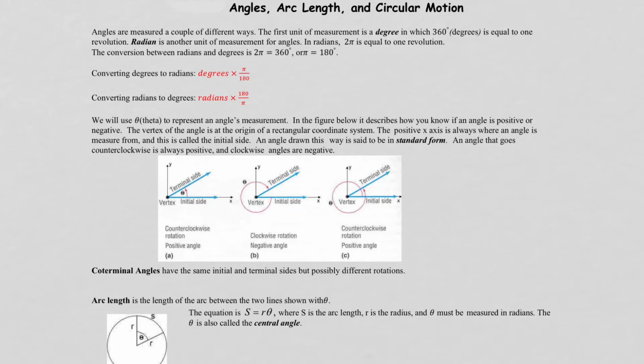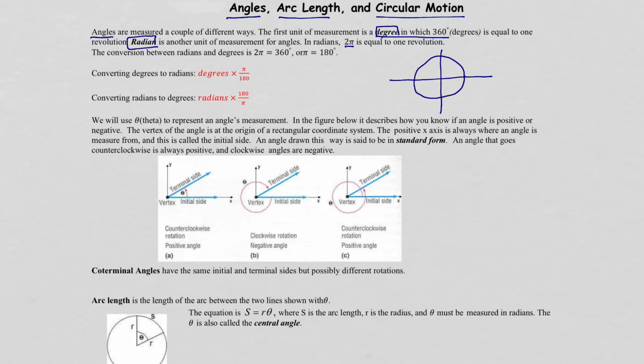Today's lesson, we're going to talk about angles, arc lengths, and circular motions. So we're going to learn there is more than one way of measuring an angle. One that we already know is the degree. One circle is going to be 360 degrees, and the other one is going to be radians, 2 pi.